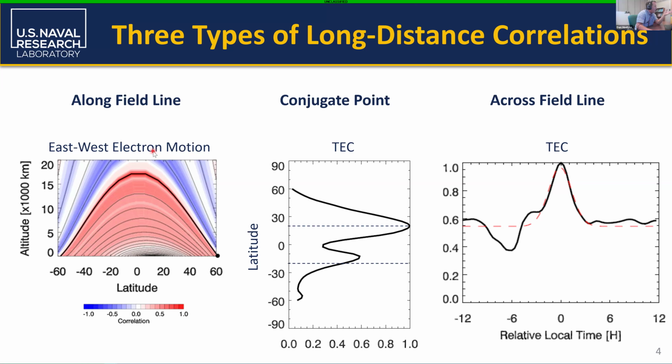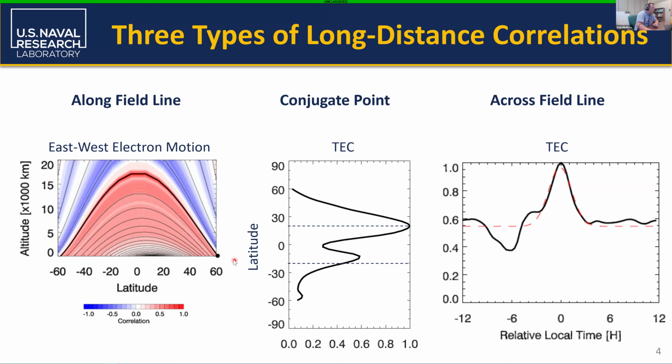So the ion and electron motions, this is the east-west electron motion. In a cross-section, this is a latitude-altitude cross-section up to 20,000 kilometers, and the cross-section is along a magnetic meridian. These curves here are field lines, and what you see is if we correlate the east-west electron motion at 100 kilometers here with the field in this plane, you see that along this field line, the correlation is basically 1.